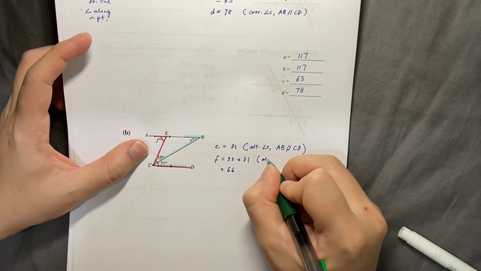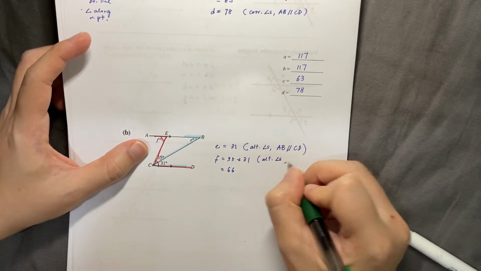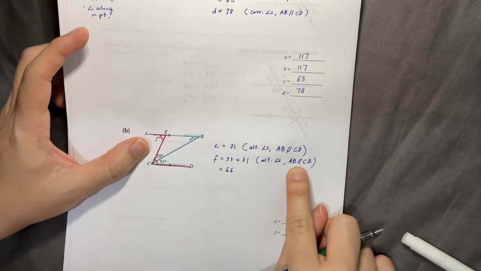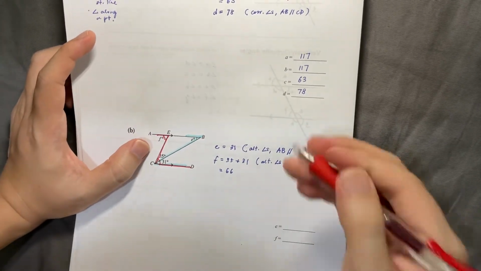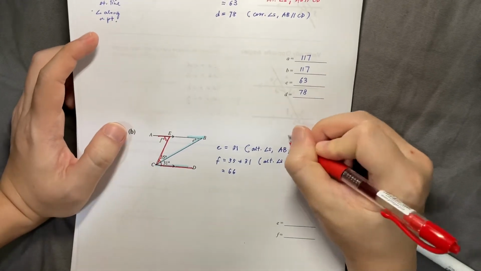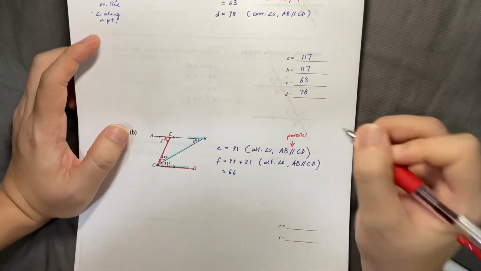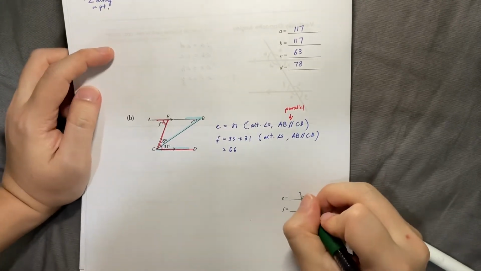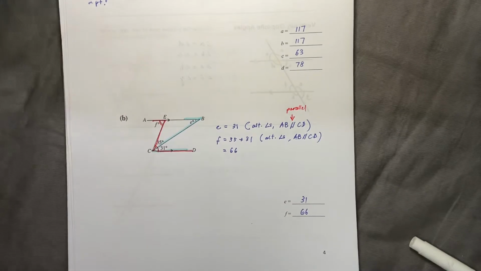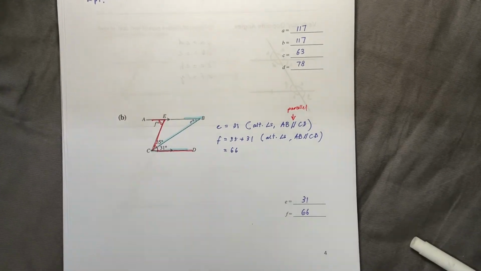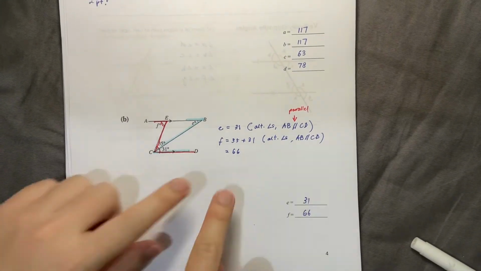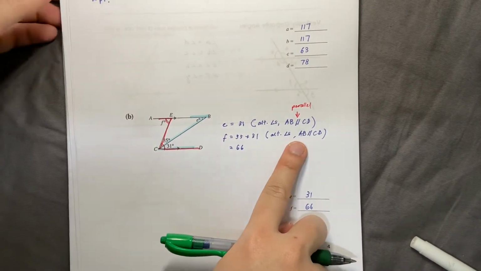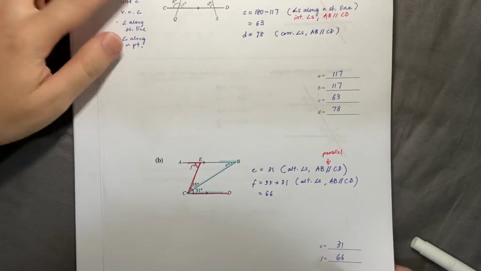Why? Because of alternate angles, and also because AB is parallel to CD. These two lines mean parallel, in case you are not sure. So E is 31, F is 66. So these are some examples that we use to find angles. It's actually the same as primary school, just that now we need to add in the reason, like what we did before. So this is question A, question B.